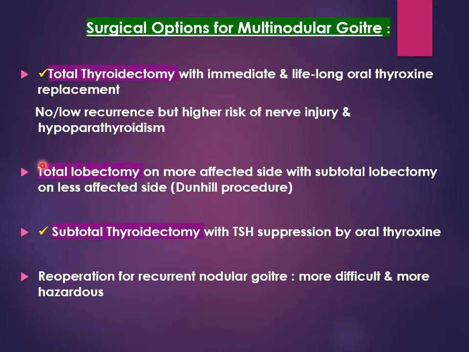Then you have total lobectomy, which is the next one. That means you remove the whole lobe that is affected, and the other lobe is normal. Subtotal thyroidectomy with TSH suppression by oral thyroxine is one of the most common operations which are done for multinodular goiter. So you remove the bulk of the gland, leaving behind a small amount of tissue to provide the thyroxine production.